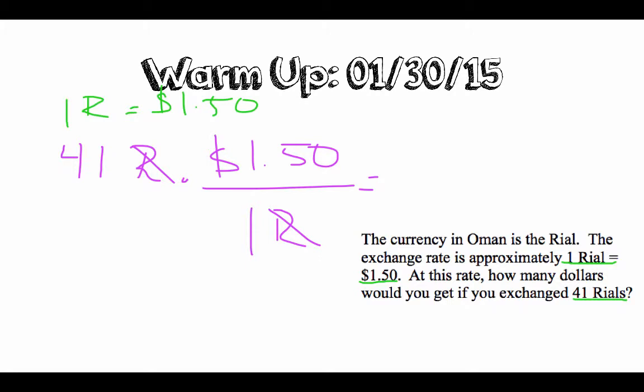And when I go forward and multiply 41 times 1.5, what I come up with is, well, half of 40 is 20, plus half of 1 is 0.5, so probably 61.5. So I'll have $61.50. All right, and that's how you would answer that.